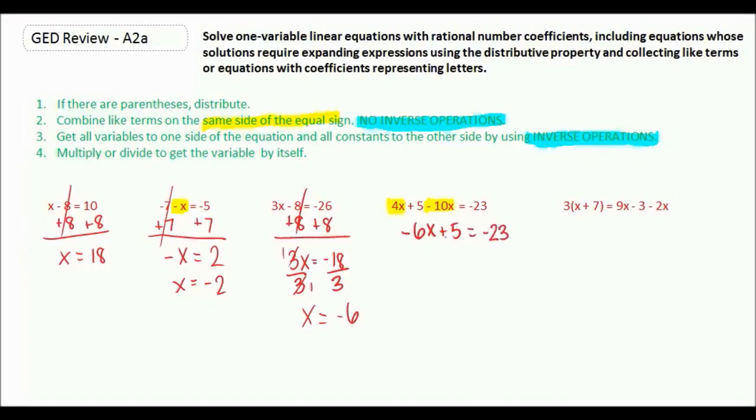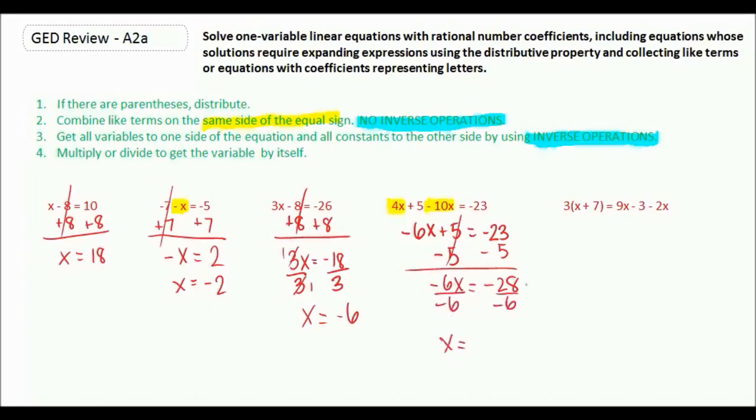Two-step equation, let's get our constants to the right side. To get rid of plus 5, we subtract 5. So we have negative 6x equals negative 28. And this actually isn't going to divide into negative 28 evenly. However, that's not always going to be the case, so let's practice. We're still going to get rid of our multiplication by dividing.